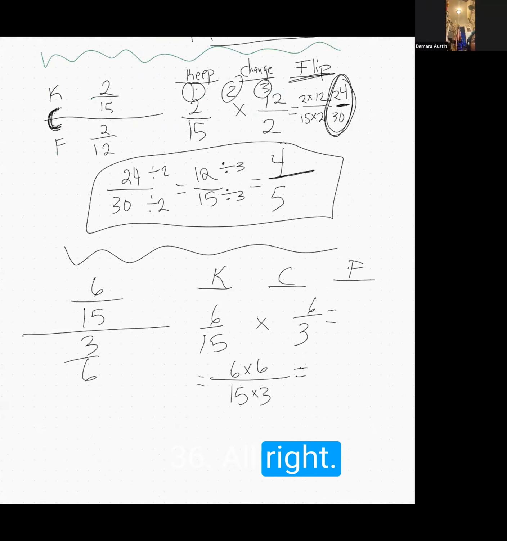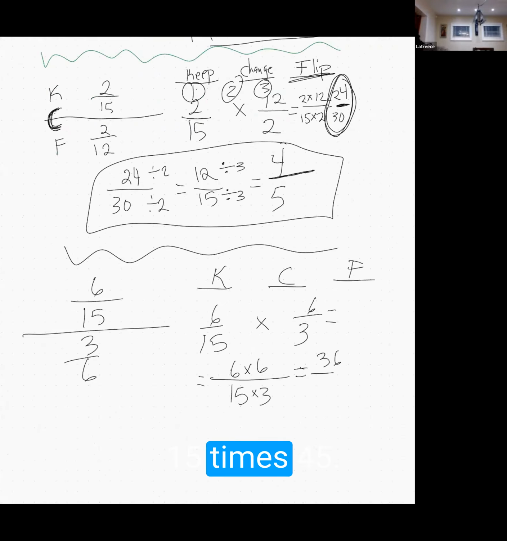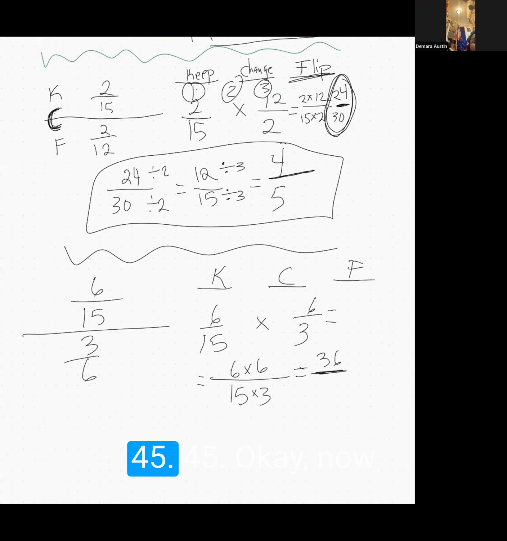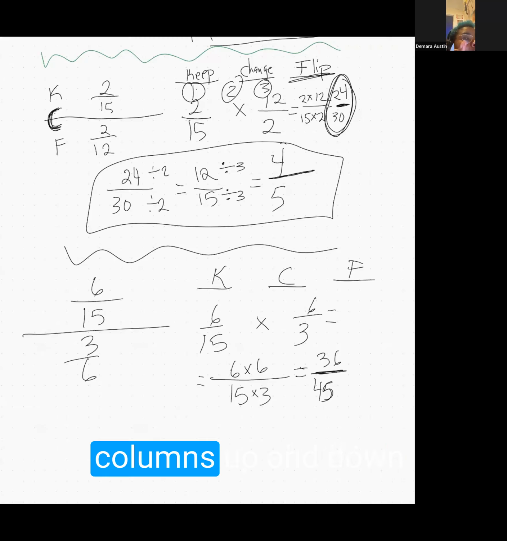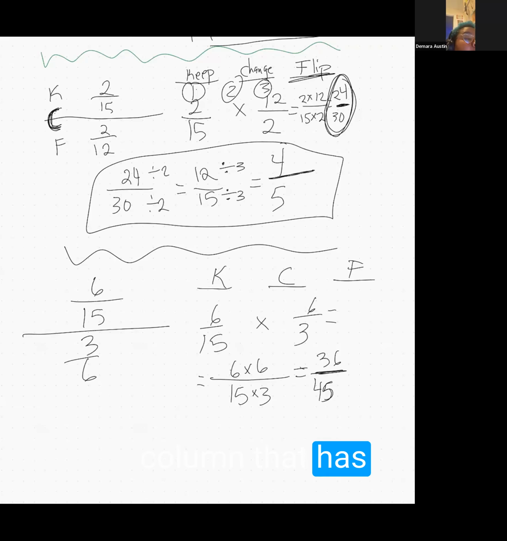36. All right. And what is 15 times 3? 45. Okay. Now I'm going to ask you the question again. Is there a number that divides 36 and 45 evenly? To answer this, look in your times table, either in the rows left to right or in the columns up and down. Is there one row or column that has both 36 and 45 in it?